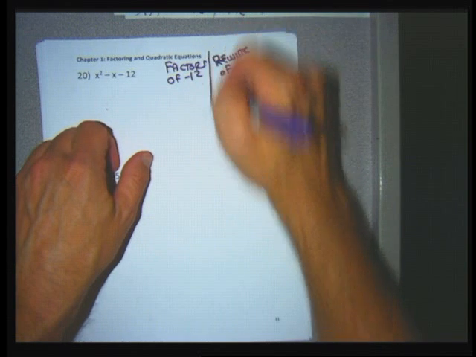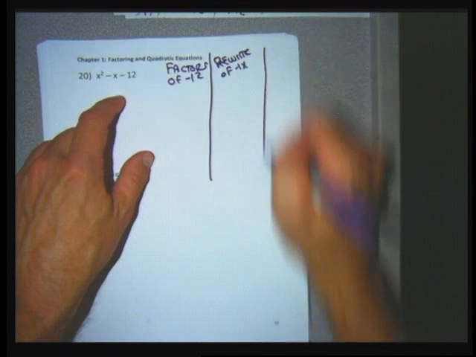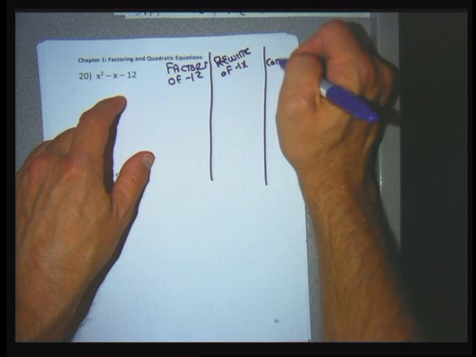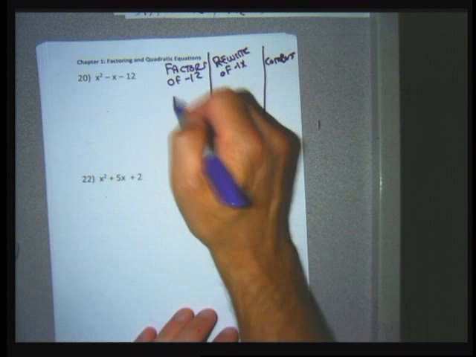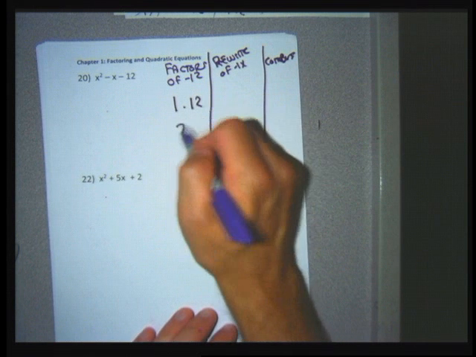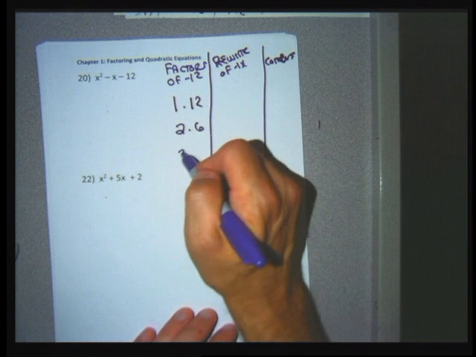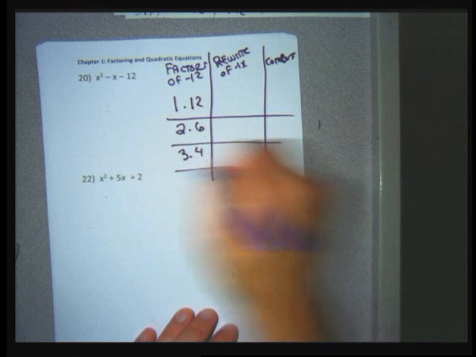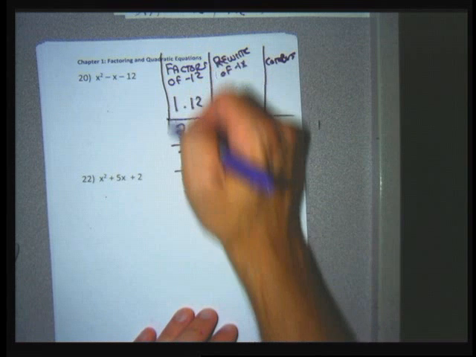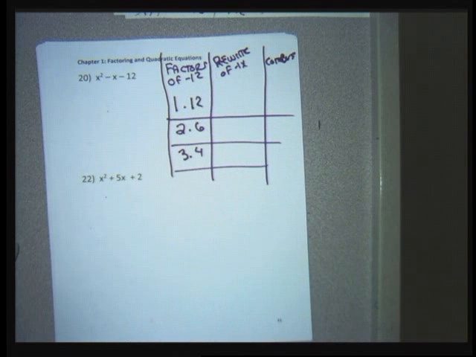Probably said that too suddenly. But I'm going to be efficient now. I'm going to start getting more and more efficient. So I know that in general the factors of 12 are 1 and 12, 2 and 6, and 3 and 4. But in this case I'm shooting for a negative 12, so one of these numbers needs to be negative.